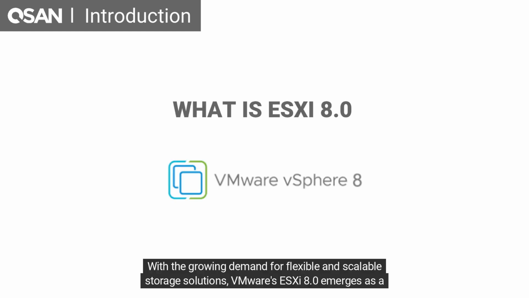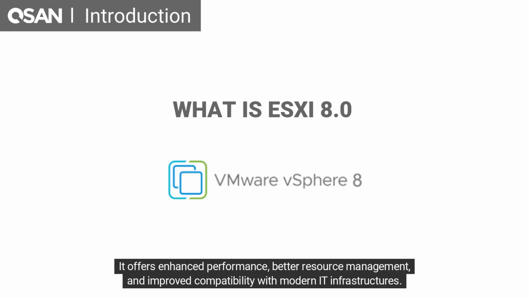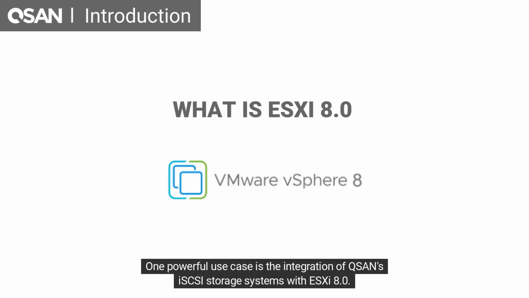With the growing demand for flexible and scalable storage solutions, VMware's ESXi 8.0 emerges as a robust hypervisor designed to optimize virtualized environments. It offers enhanced performance, better resource management, and improved compatibility with modern IT infrastructures. One powerful use case is the integration of QSAN's iSCSI storage systems with ESXi 8.0. This combination provides an efficient solution for businesses to manage virtualized workloads.